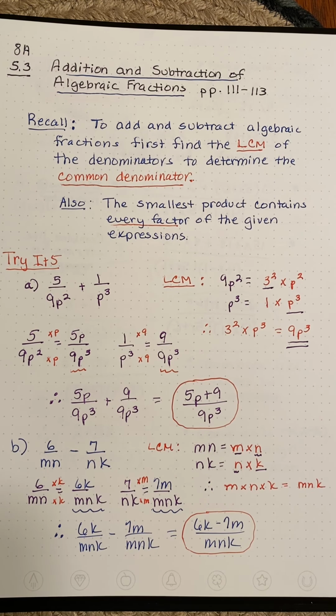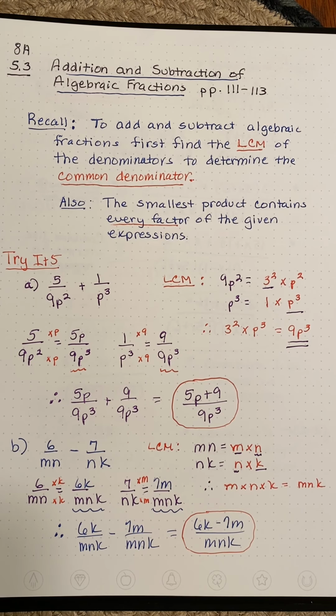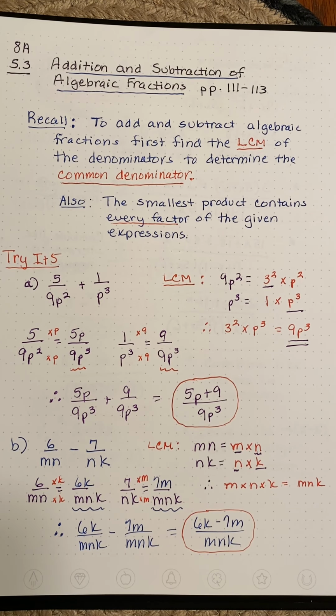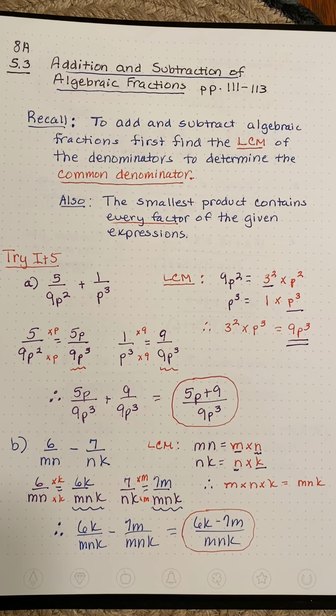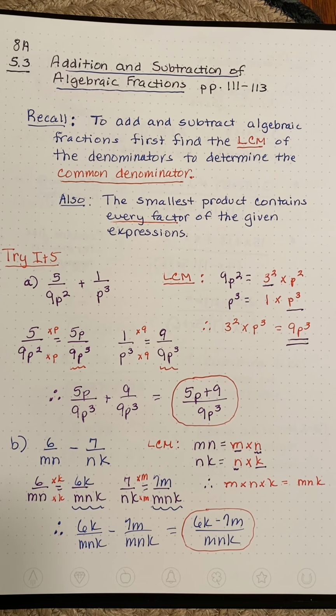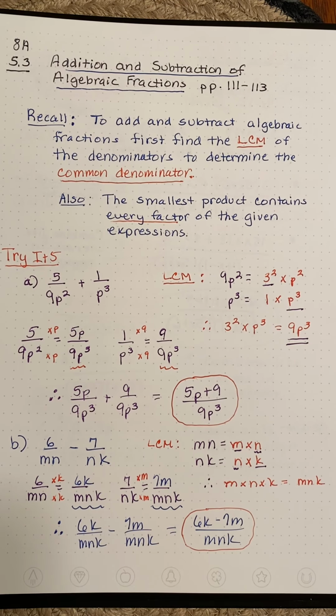Before we begin our lesson, recall, to add and subtract algebraic fractions, you first need to find the lowest common multiple of the denominators to determine the common denominator. Also, recall the lowest product contains every factor of the given expressions. We will use that method in doing our problems for today. So we will begin with try it number 5 on the top of page 112.